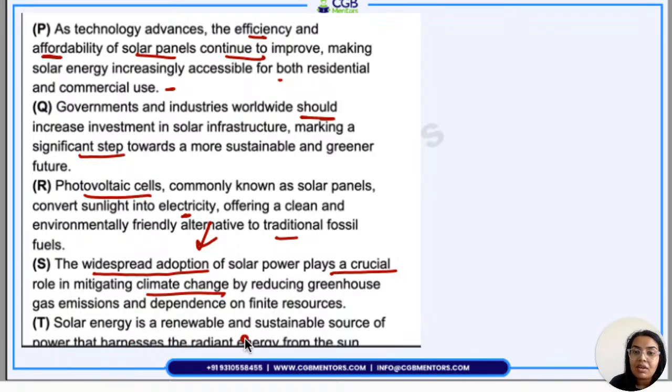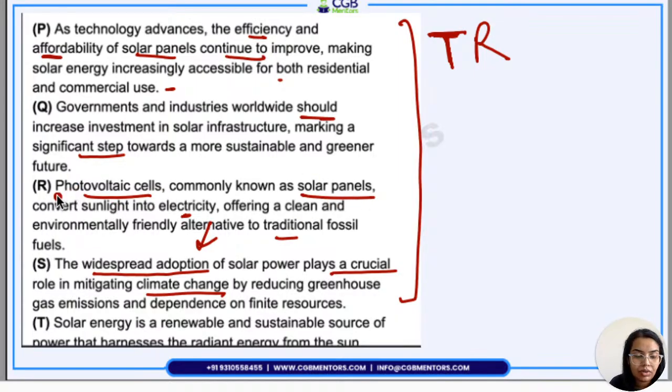T: Solar energy is a renewable and sustainable source of power that harnesses the radiant energy from the sun. So T is going to be the first sentence because what is solar energy? All other sentences are related to solar panels, but this one is related to solar energy. That is the first thing that comes before solar panels. A general thing, a generic definition. Solar energy kya hai? Then we will go with R because that is the introduction of solar panels. We are getting another name of solar panels, right? That solar panels, also known as photovoltaic cells, convert sunlight into electricity, offering a clean and environment friendly option.